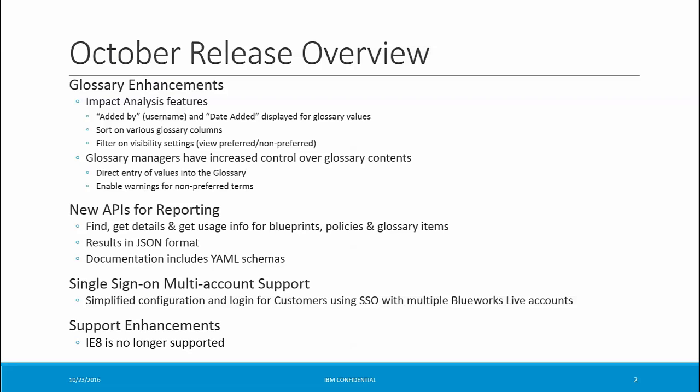Now also in this release, we're introducing a new set of APIs designed for reporting. This includes APIs for finding, getting details, and getting usage information for blueprints, policies, and glossary items. These new APIs are simpler and easier to use. They're specified using Swagger, and they return results in JSON format. And we've improved the API documentation by including the human-readable YAML schemas with the documentation to make it easier to navigate and understand. So let's take a closer look at these new features.